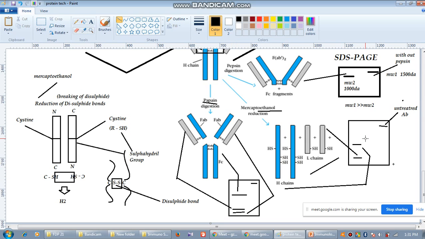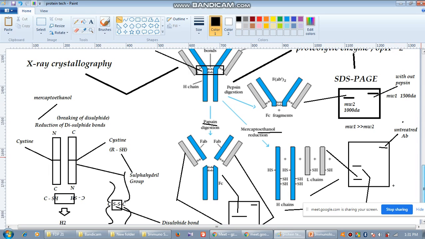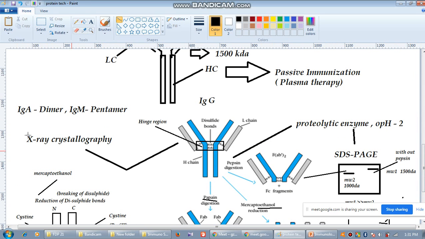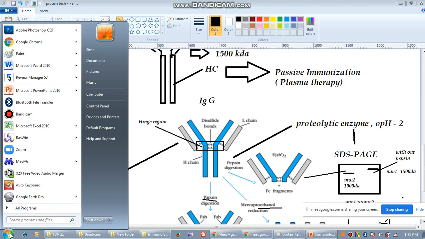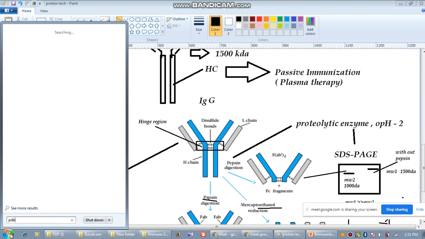So after confirming, this is how previously the structure of a protein could be deduced when there was no X-ray crystallography. Now you can directly see the structure of a protein. For example, like this.